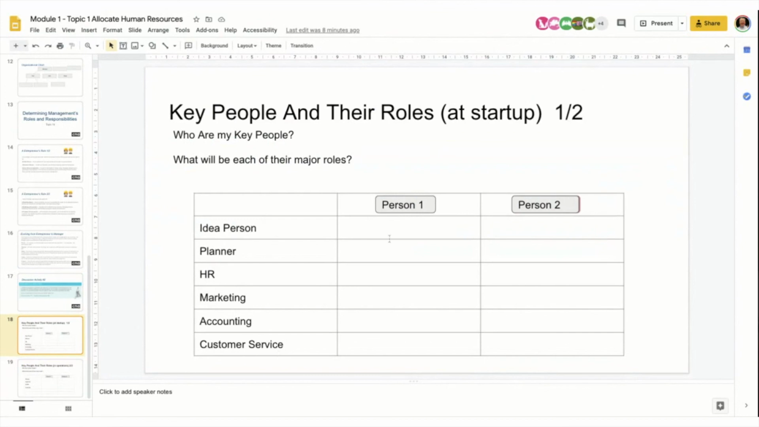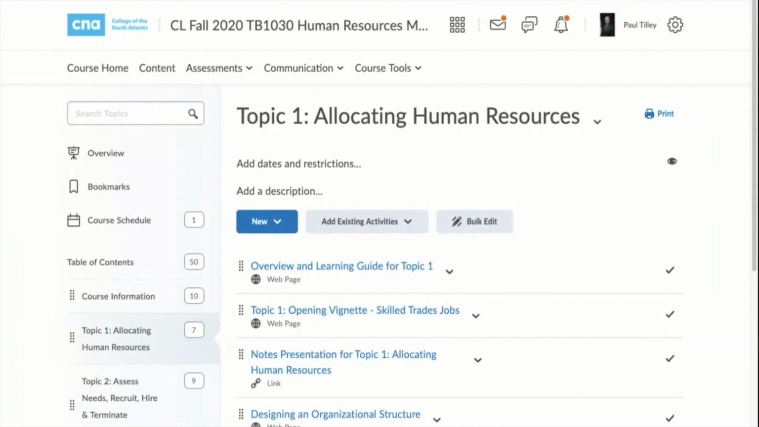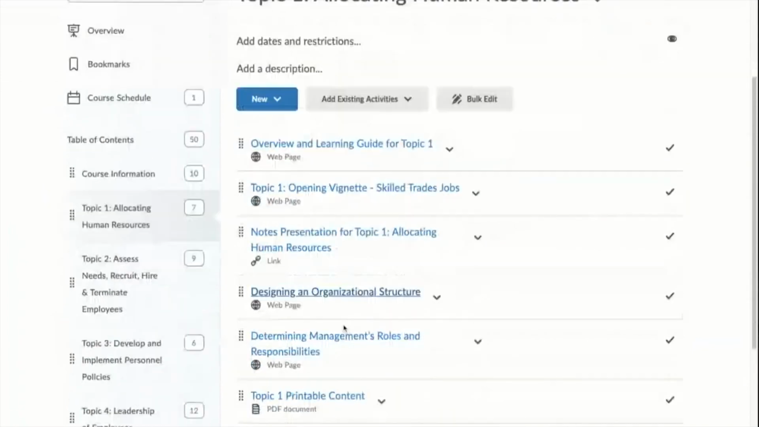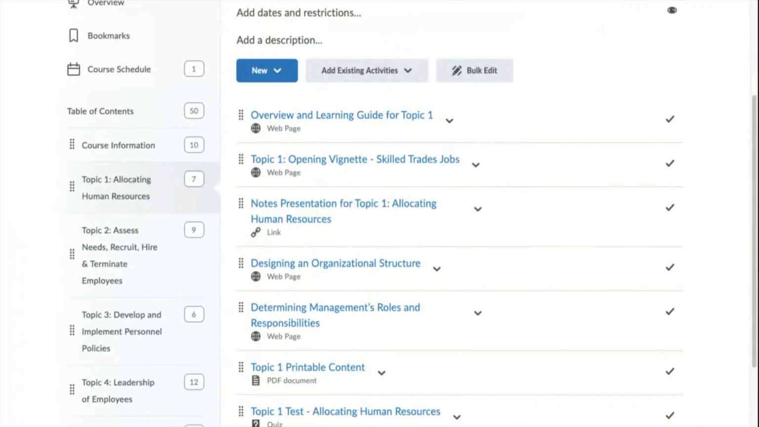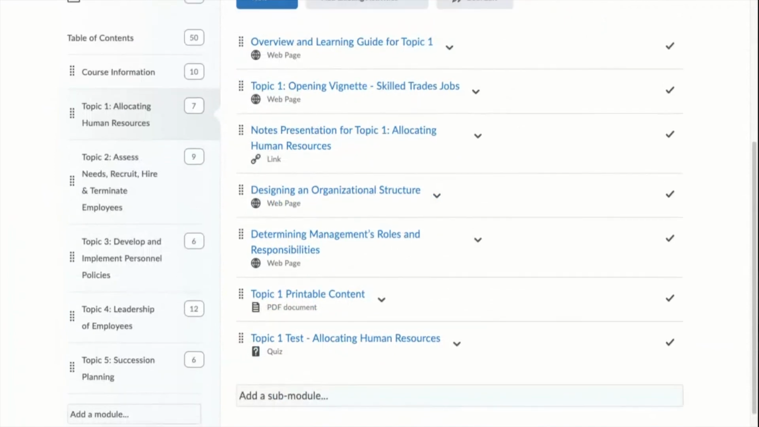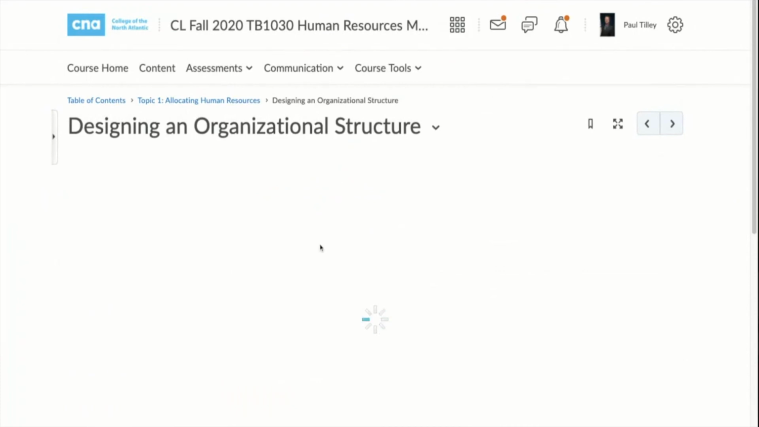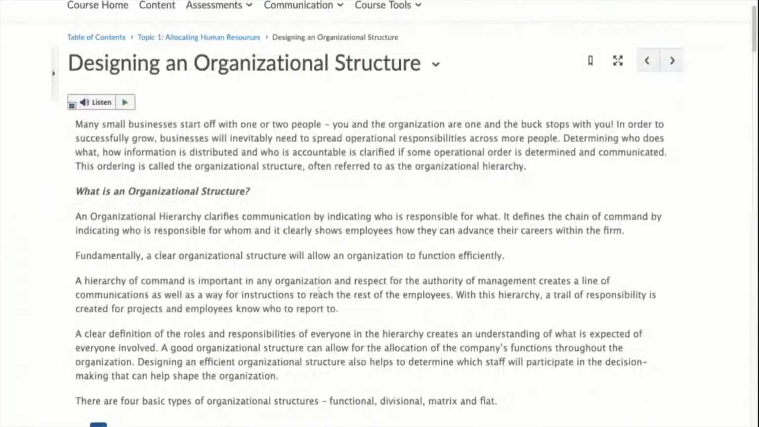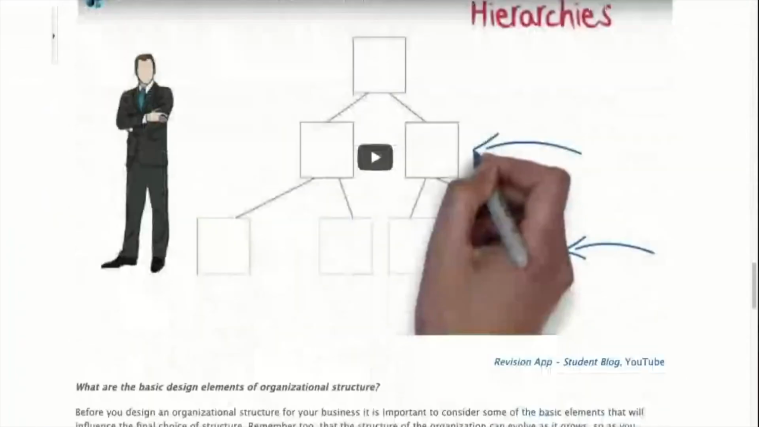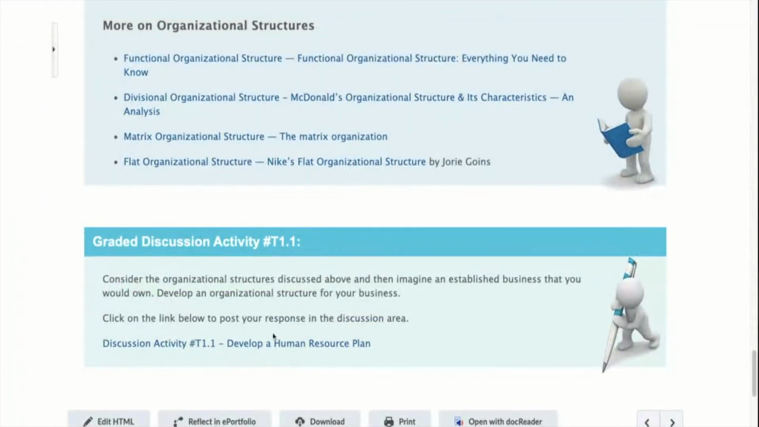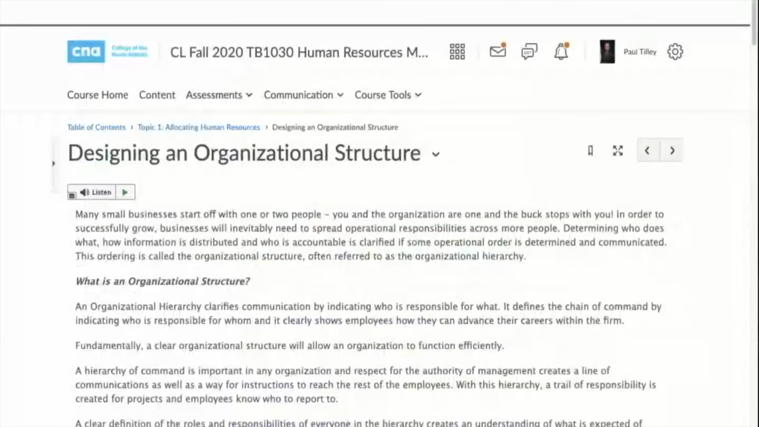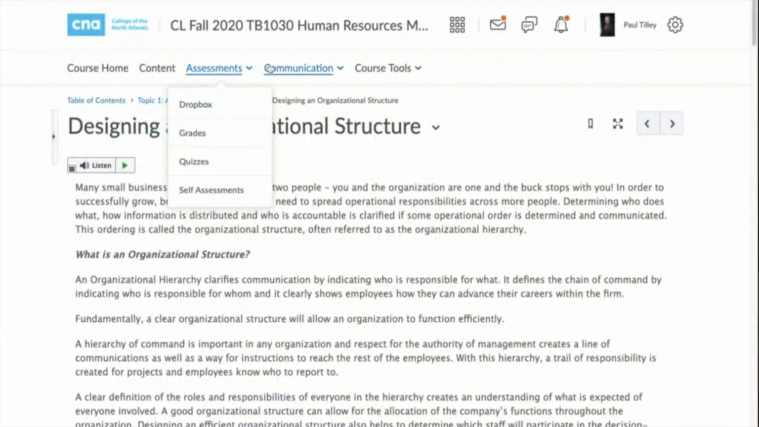Let me just go to the course. Here's the content right here, allocating human resources that we've looked at this evening. As you move through it, you will see the items here, for example, under designing an organizational structure. Okay, what we talked about, and within that, it's a little slow to come up. Within that, there is this thing, and within that, there's the first graded discussion activity. It's just like I showed you there.